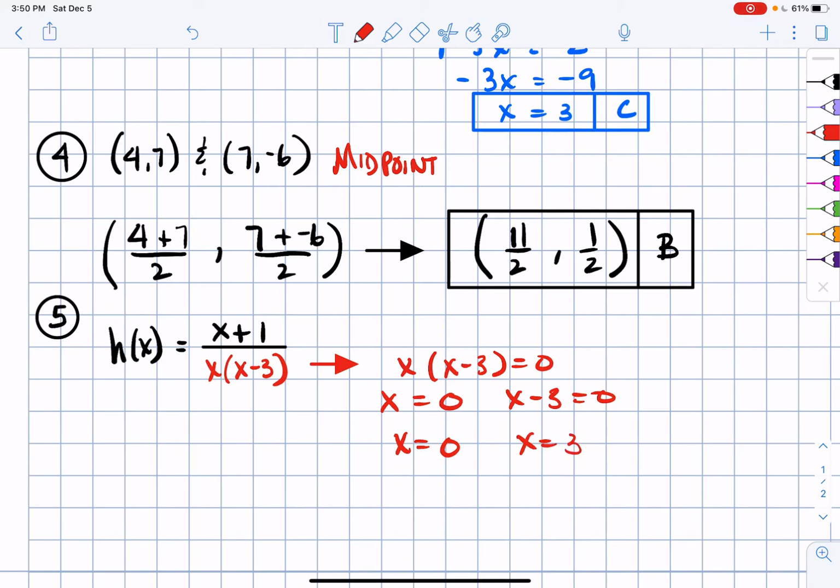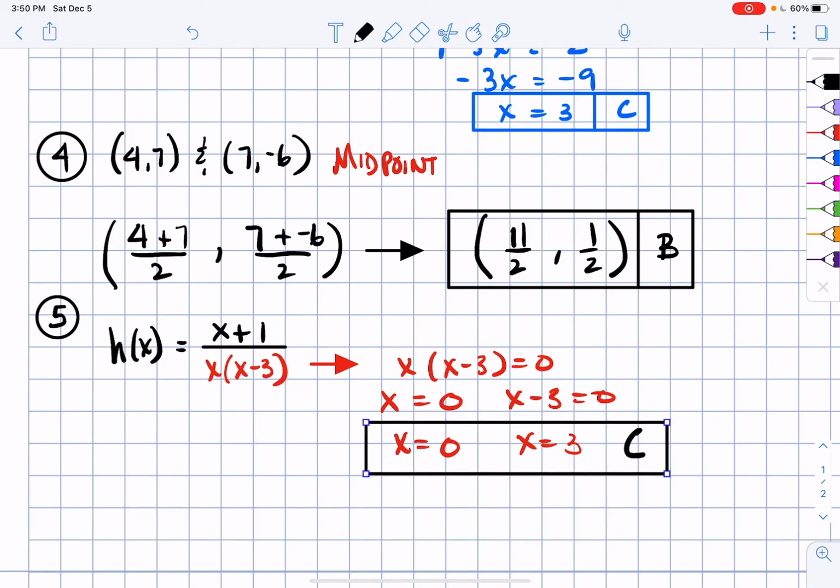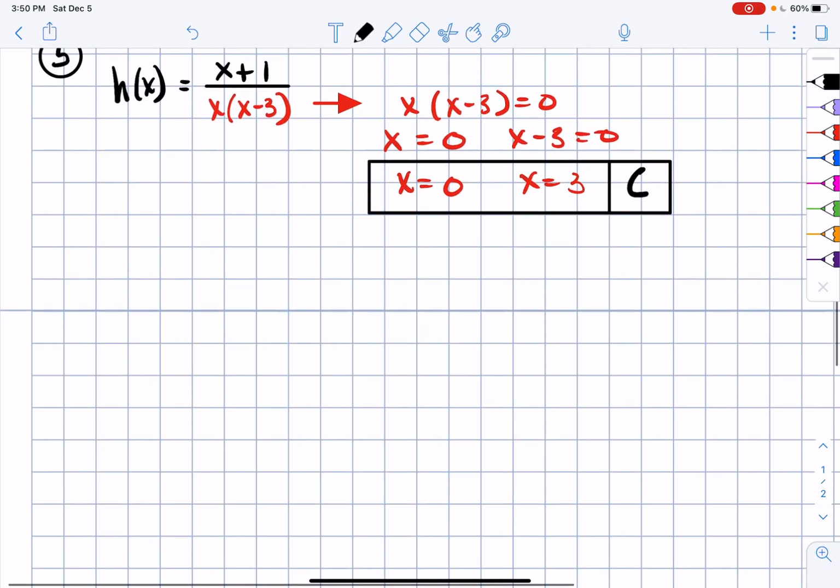And when I look at this, there's nothing that cancels. Since nothing cancels, those are my vertical asymptotes. If something canceled, then whatever canceled would be my so-called hole or open circle. Okay, so that's the case. That means my answer is C, and these are both my vertical asymptotes. All right. There we go. All right, 6.